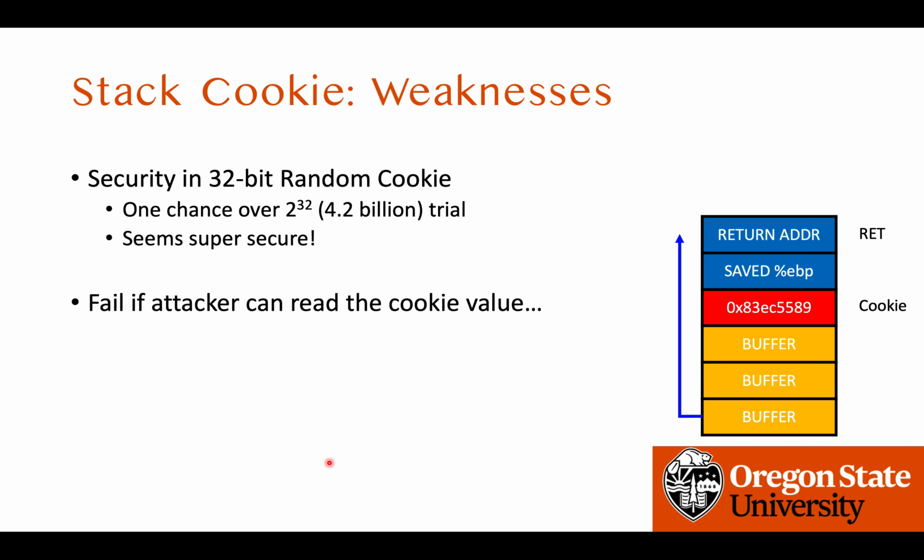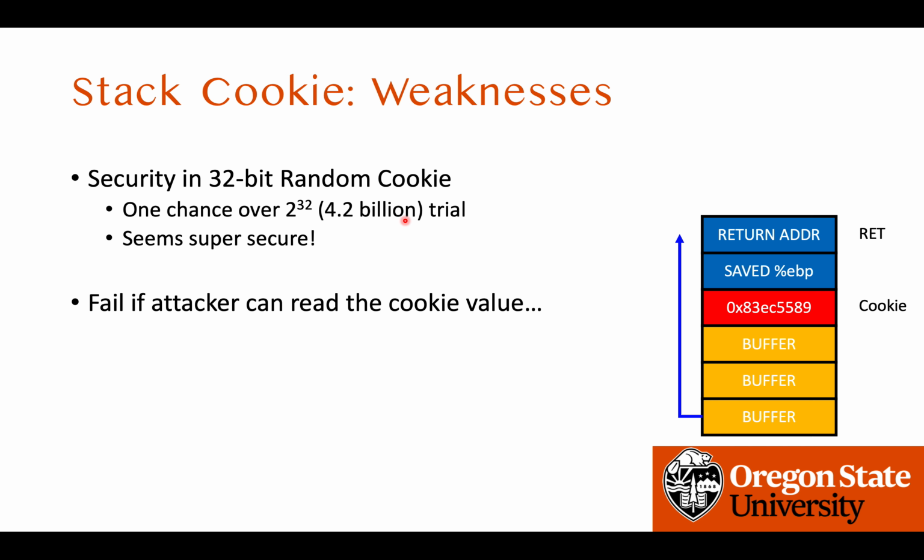And the next weakness is that the stack cookie only has 32-bit security in the 32-bit machine, because the random value in the 32-bit machine is just a 32-bit integer. So if this random value is generated securely and not leaked, then the chance that the attacker may guess it and put the same value and overwrite the saved EBP and the return address will be 1 in 4 billion trials, which seems super secure, right?